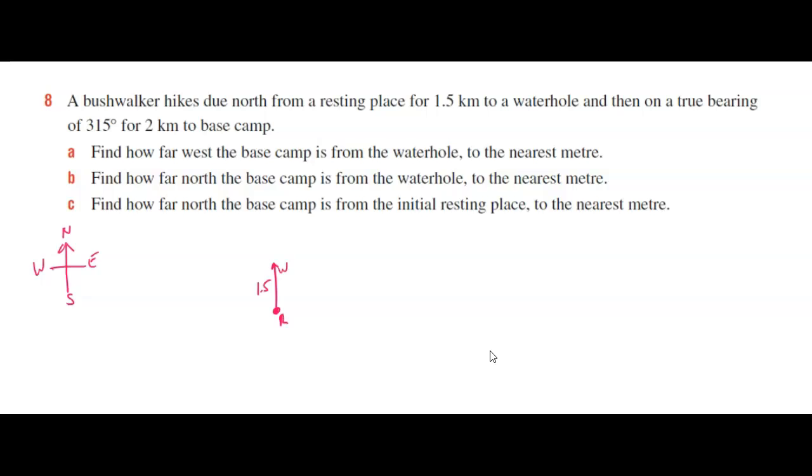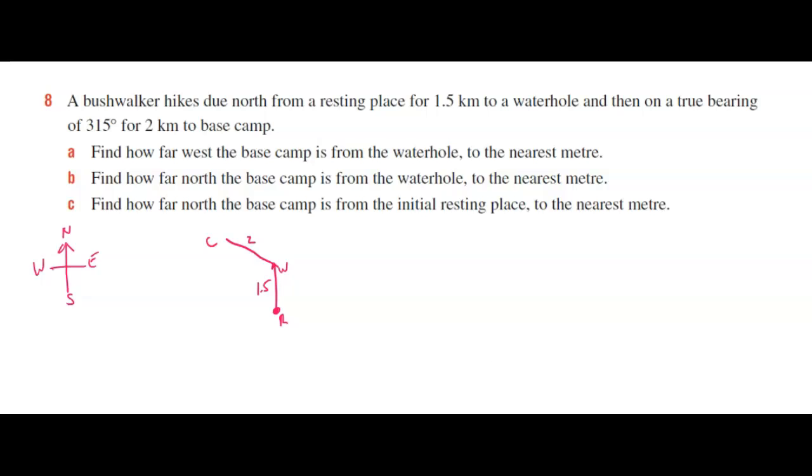And then on a true bearing of 315. So west is at 270, north is at 360. So 315 is just on the side here. And that was 2 kilometers to base camp. So camp.